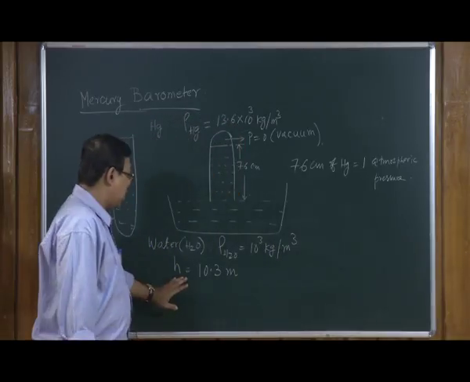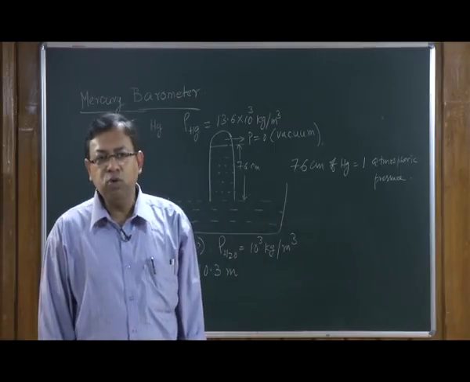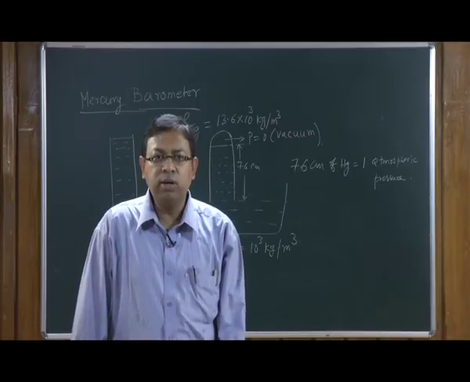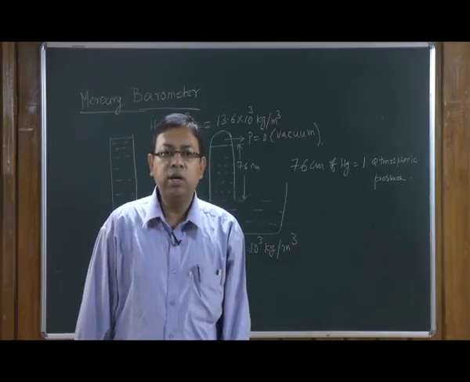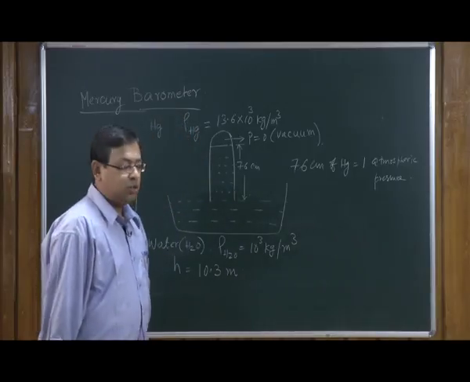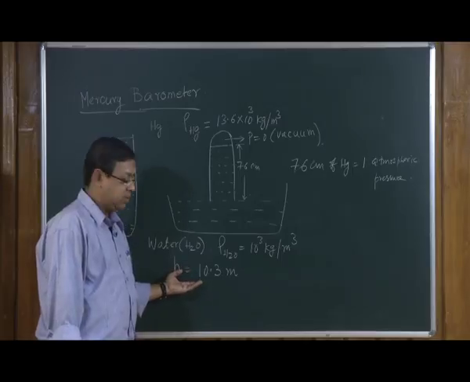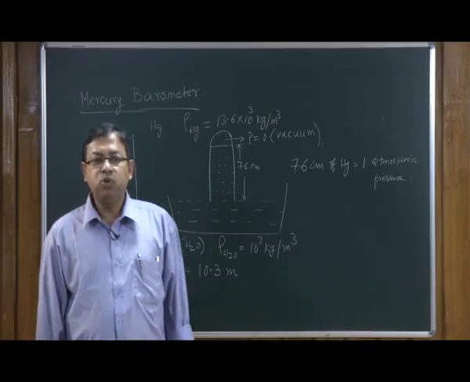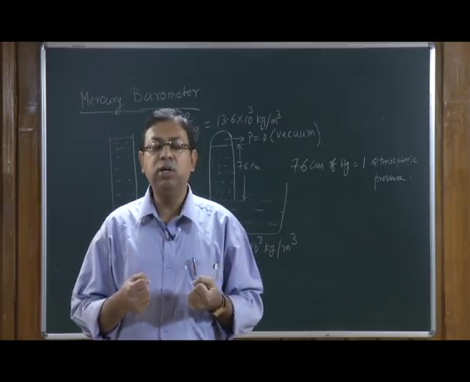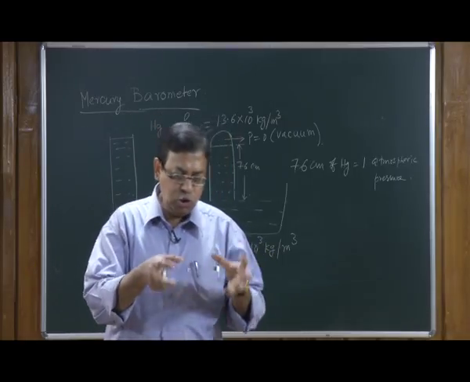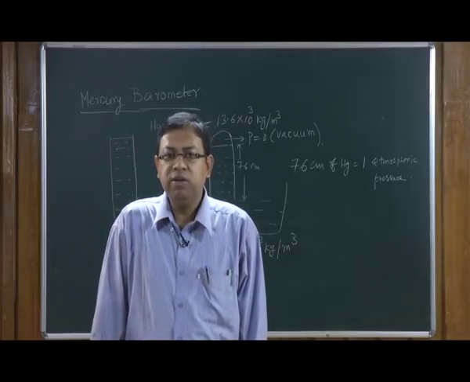This has some implications in designing vacuum pumps. No matter how good a vacuum pump is, it cannot lift water to a height of more than 10 meters because of this reason. And so, sucking out or draining water from a deep tube well, which is more than 10 meter, is a problem using vacuum pumps.